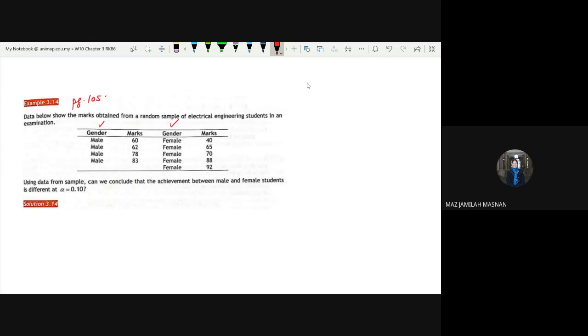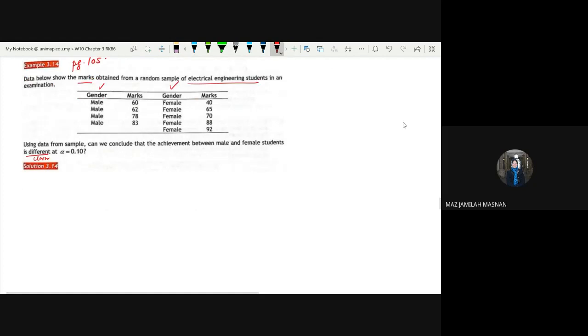Data below show the marks obtained from a random sample of electrical engineering students. So it refers to the marks in an examination. Using data from the sample, can we conclude that the achievement between male and female students is different? Okay, so this is your claim. Okay, at alpha 0.10. Now, as usual, begin with your first step, that will be your hypothesis statement.